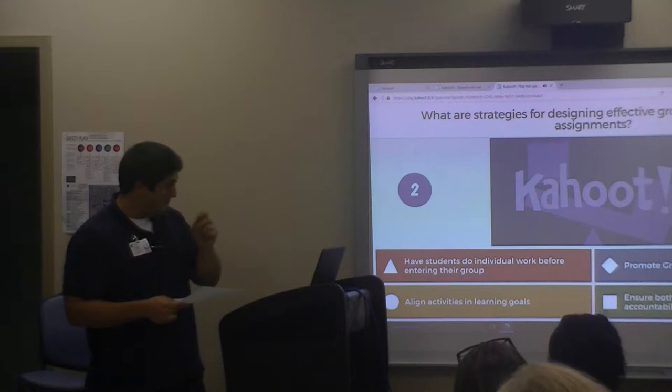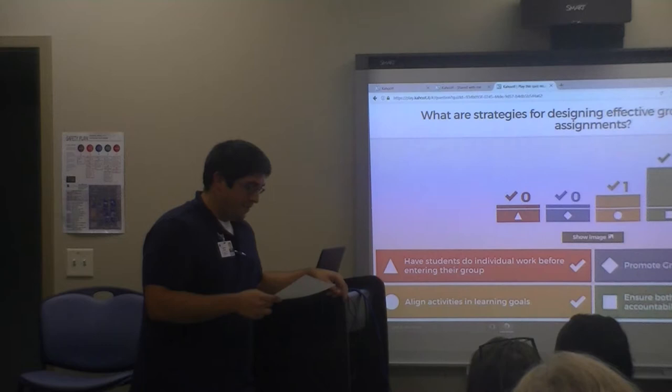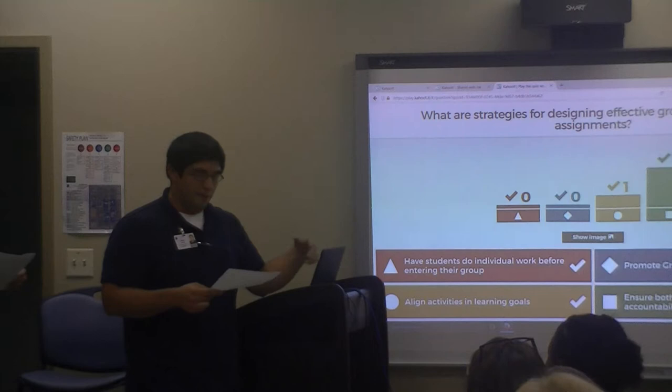So all four of these are correct, so it's a good way to make up points on this one. As far as the first one, have students do individual work before entering the group. Once again, that prevents free ridership. It allows students to take ownership of their own work and then contribute it to the group afterwards.